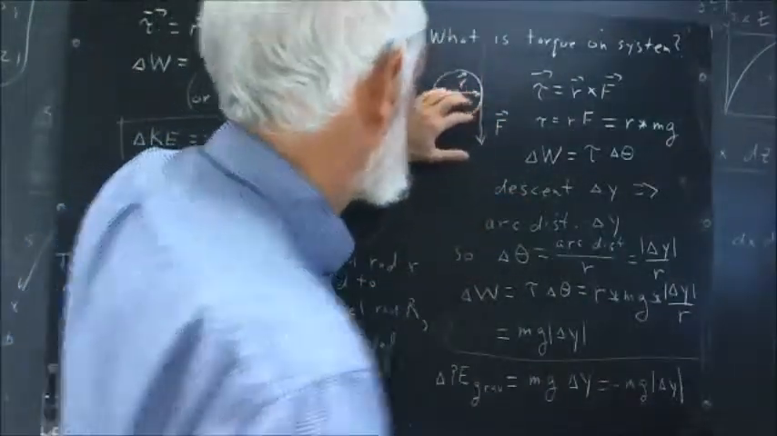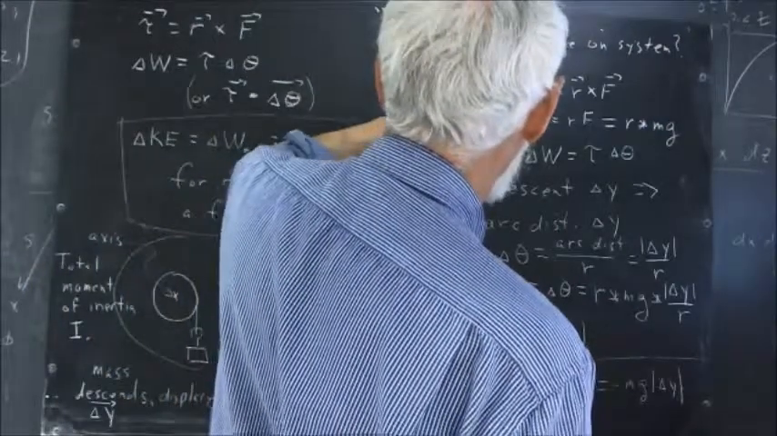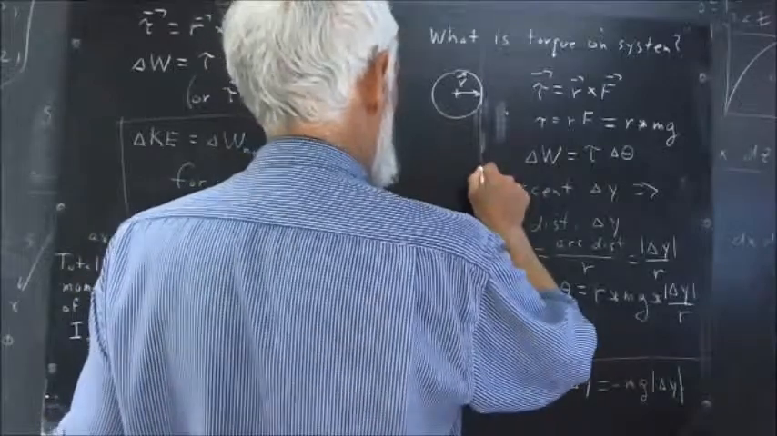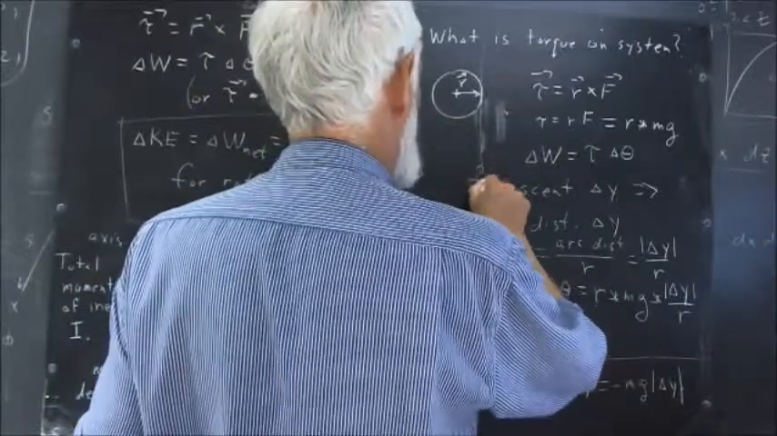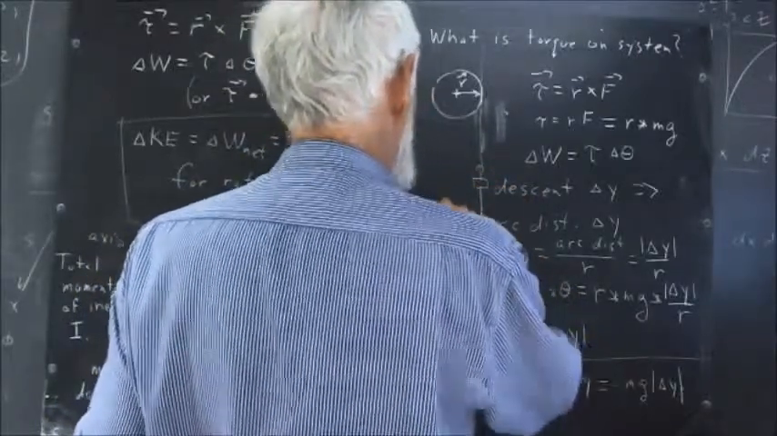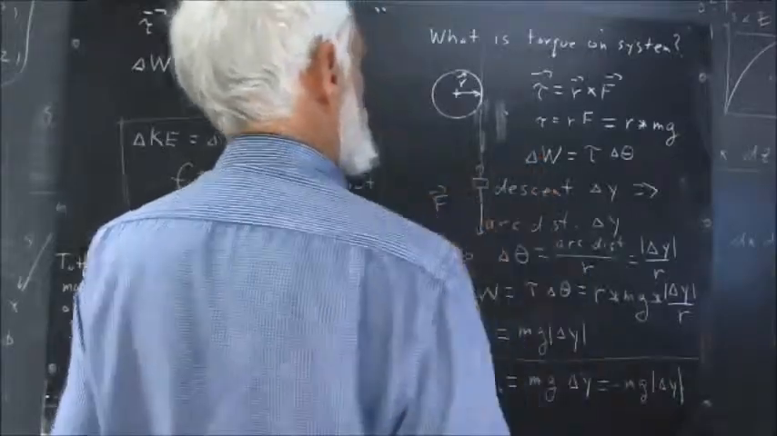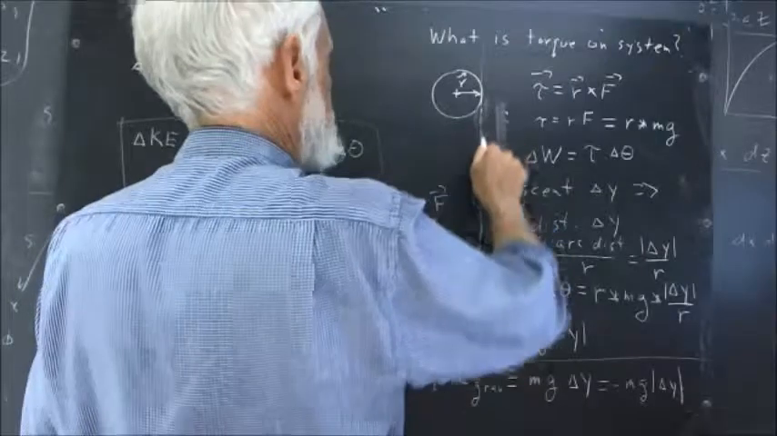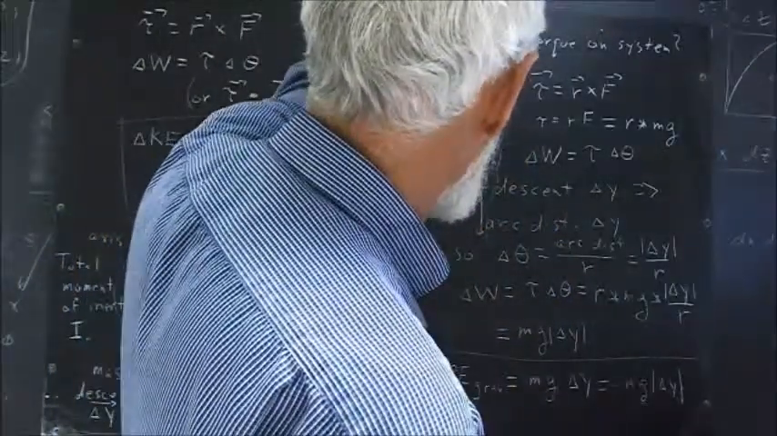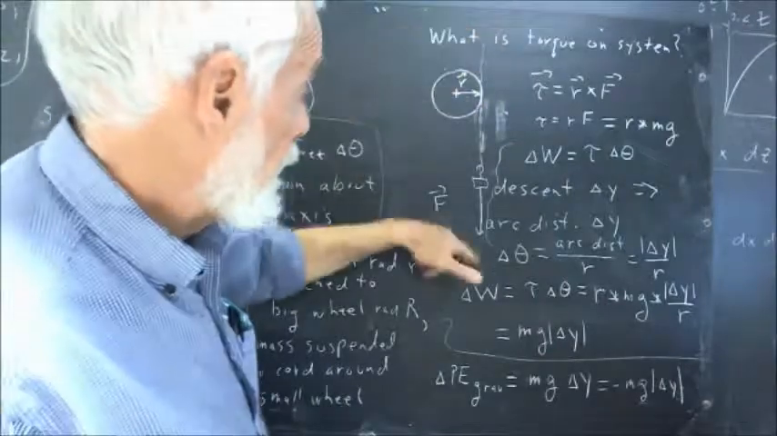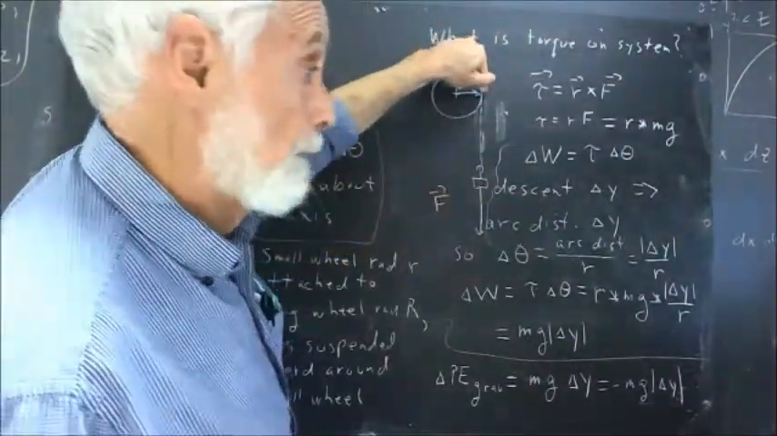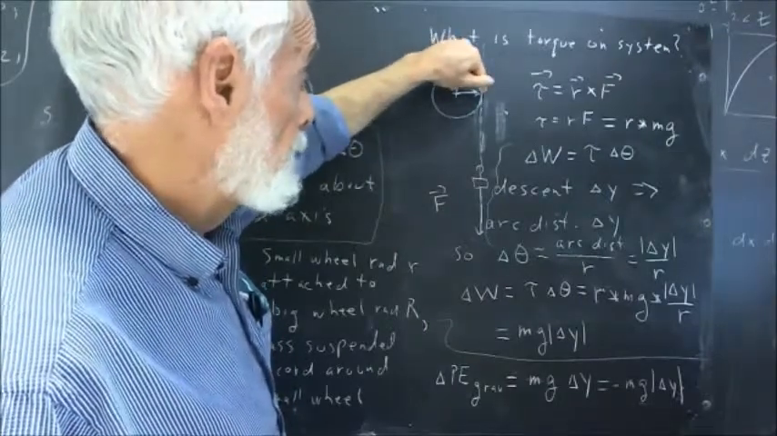So if that force is in fact exerted somewhere down here along the cord, wherever the mass is, we're still okay, because the line of action of this force passes through this point. So I can use this as the r vector.